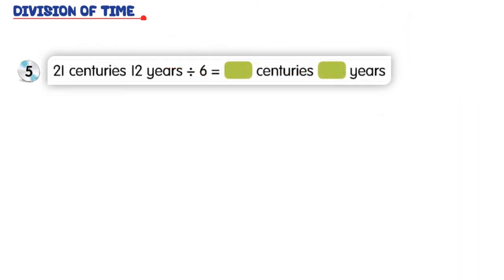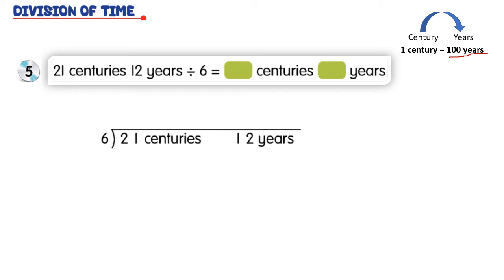Now look at example number 5. For this one, it is involving centuries and years. And you must remember 1 century is equal to 100 years. Okay, 21 centuries 12 years divided by 6. Okay, if you still don't know how to memorize the table, get ready with your table 6. Okay, we start from the century. 21 centuries divided by 6.